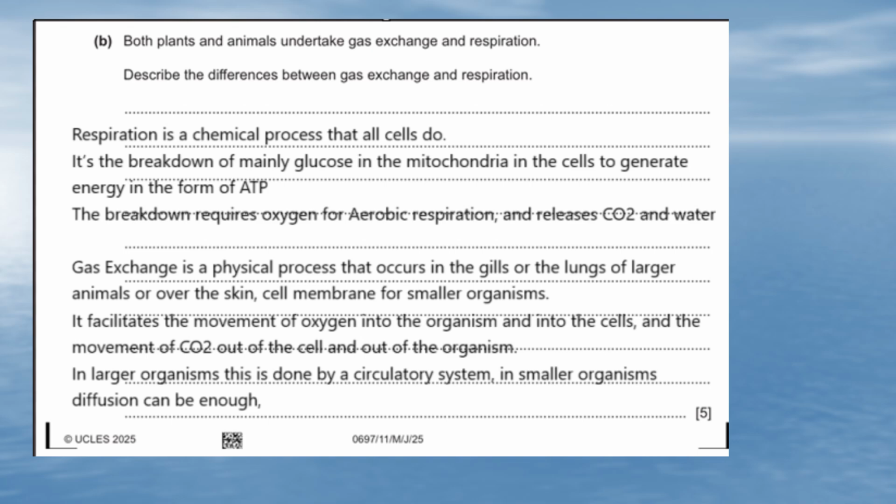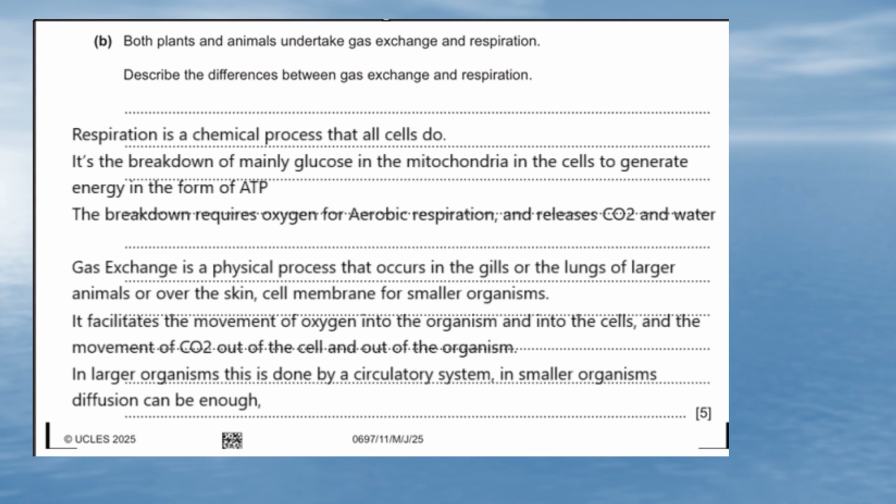That's another point. Gas exchange is a physical process that occurs in the gills or the lungs of larger animals, or over the skin and cell membrane of small organisms, and here I could write plants and algae as well. And this facilitates the movement of oxygen into the organism and into the cells, and the movement of CO2 out of the cell and out of the organism. And here I could also write something about this being the opposite in plants, where you want CO2 into the plant and oxygen out. If you want another point, you could write that here.